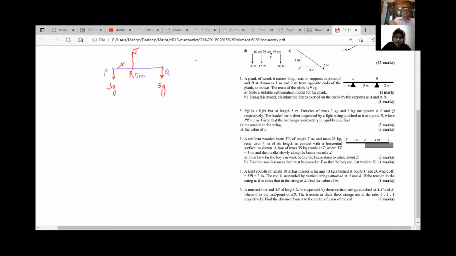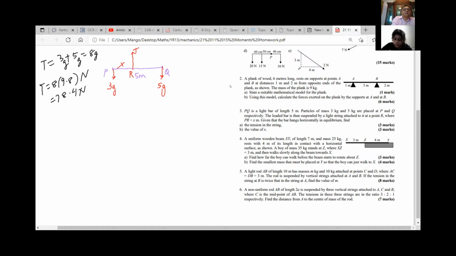Very simple. First step first. Vertically, we can say T is equal to the sum of 3 and 5, 8g. So that is the value of tension. It is an upward force, which will be so many newtons, right? So calculate 8 into 9.8, which is 78.4. So that's the first part. And now we need to find the value of x.